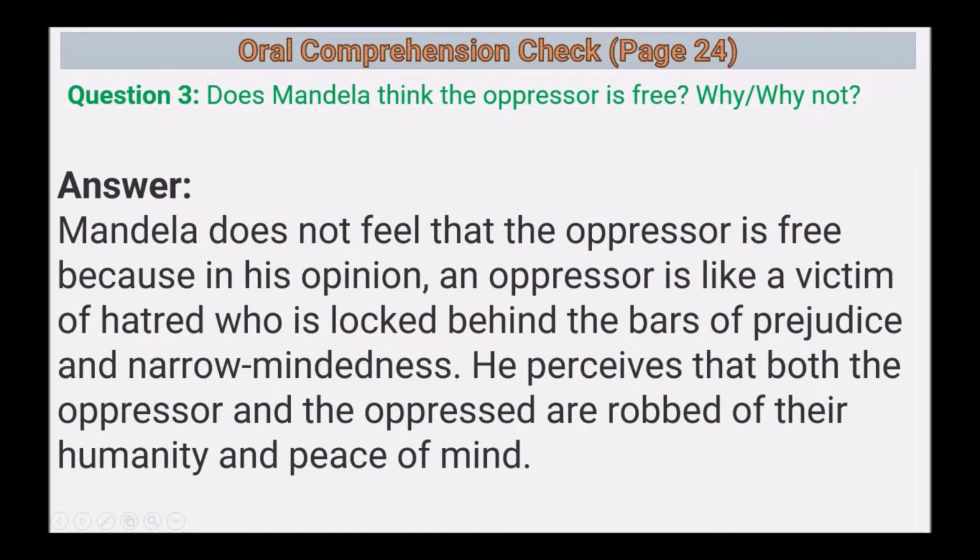Next, does Mandela think the oppressor is free? Why or why not? Mandela does not feel that the oppressor is free because in his opinion, an oppressor is like a victim of hatred who is locked behind the bars of prejudice and narrow-mindedness. He perceives that both the oppressor and the oppressed are robbed of their humanity and peace of mind.